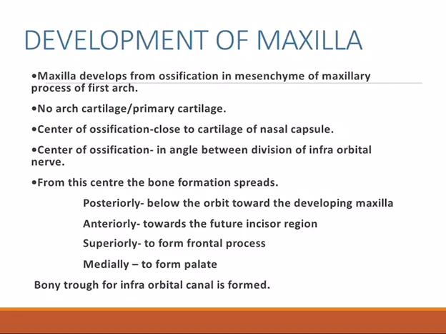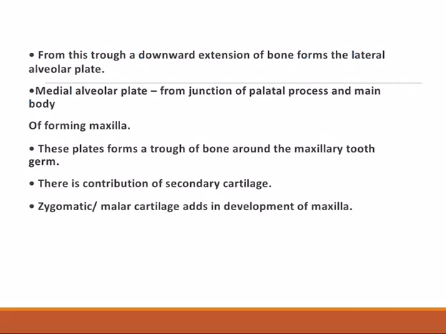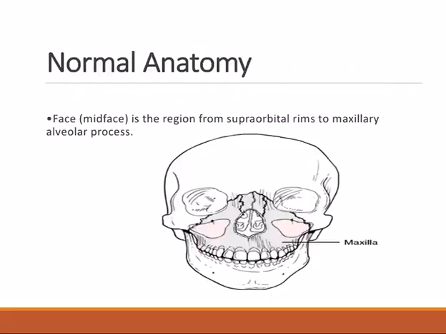A bony trough for the infraorbital canal is formed. From this trough, a downward extension of bone forms the lateral alveolar plate. The medial alveolar plate forms from the junction of the palatal process and the main body of the forming maxilla. These plates form a trough of bone around the maxillary tooth germ. There is a contribution of secondary cartilage. The zygomatic or malar cartilage aids in the development of the maxilla.